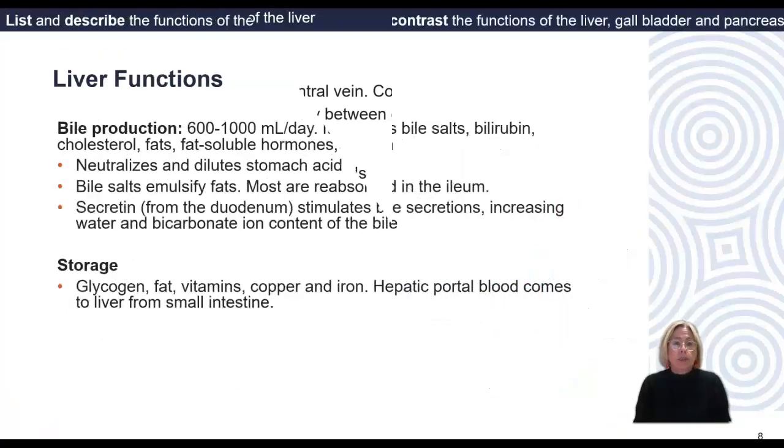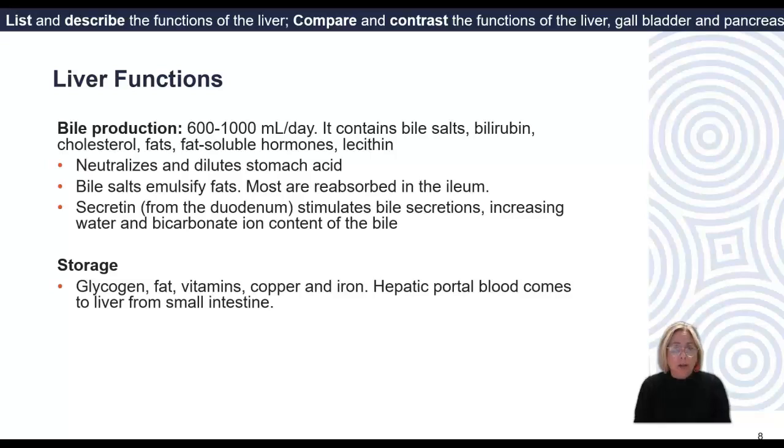So the first function then is bile production, and the liver does make about 600 mils to a litre of bile per day. Now, it contains bile salts. It also contains bilirubin, remember the breakdown product from red blood cells. It also contains cholesterol, fats and some of the fat-soluble vitamins A, D, E, and K, and also lecithin as well. Now, lecithin is a mixture of fats, and it's kind of essential to the body.